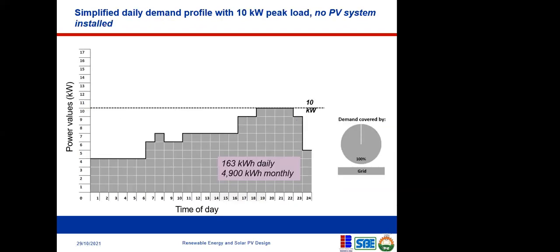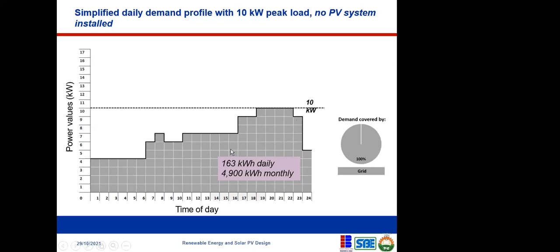So this is the simplified daily demand profile with 10 kilowatt peak load. Remember, our solar system is 8 kilowatt, but the peak of your profile is 10 kilowatt peak. Now, it is assumed that you don't have any PV system in this instance. So all your power demand, all your power consumption is coming from the grid. And that's why you have 100% coming from the grid in this portion of the diagram.